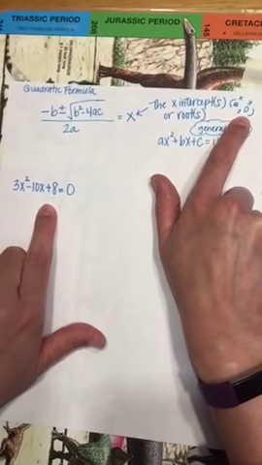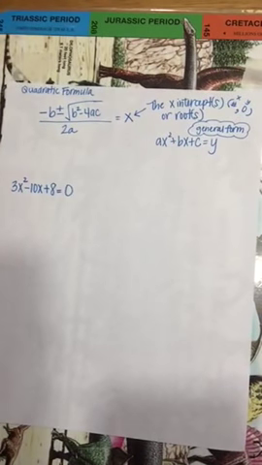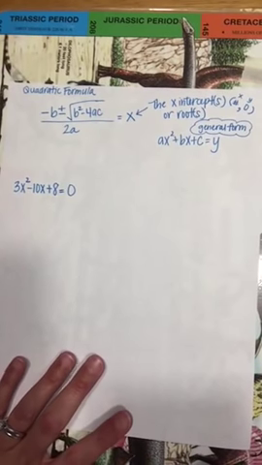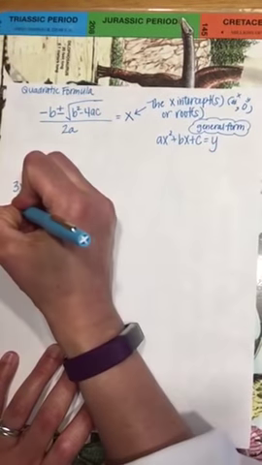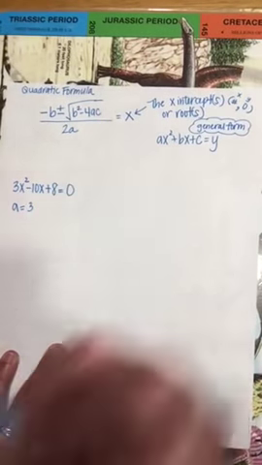Let's go ahead and get started today and try this one together. Please make sure that you copy it down in your notes along with the formula, and we're going to go ahead and start to identify the a, b, and c. The a, remember, is the x squared term. So that means it's going to be the 3.